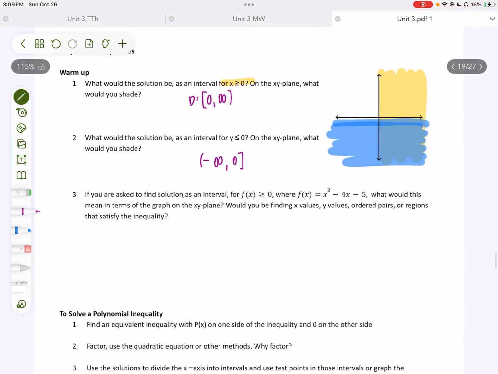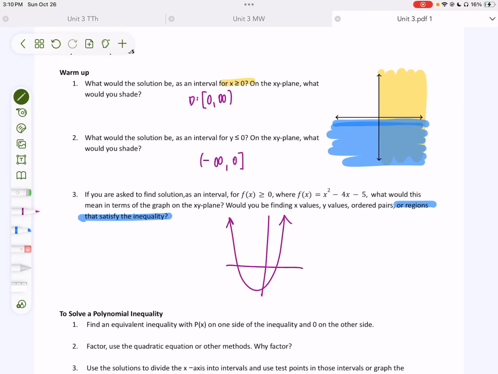Number 3, if you were asked to find a solution as an interval for f of x is greater than or equal to 0 for this quadratic, would you be finding x values, y values, ordered pairs, or regions that satisfy? We're looking for regions that satisfy. Essentially, if we're looking for where f of x is greater than or equal to 0, you're looking for where around this function that happens. You're going to be looking for regions that satisfy.